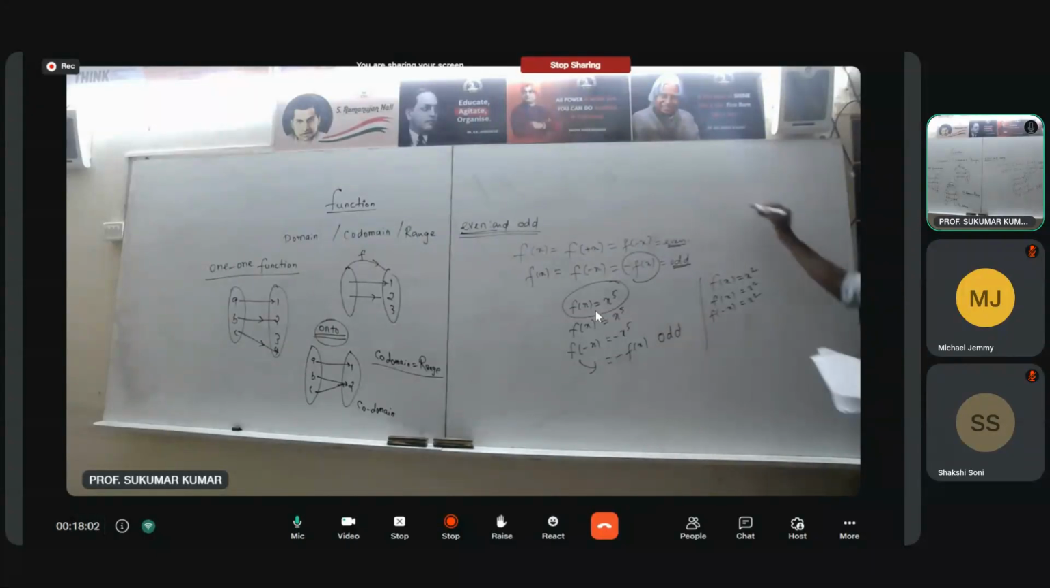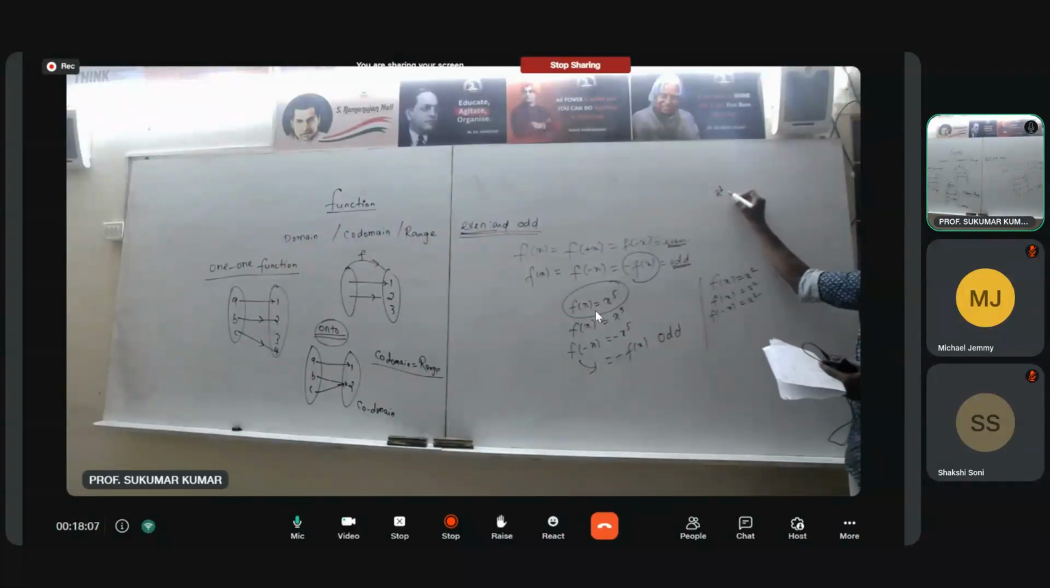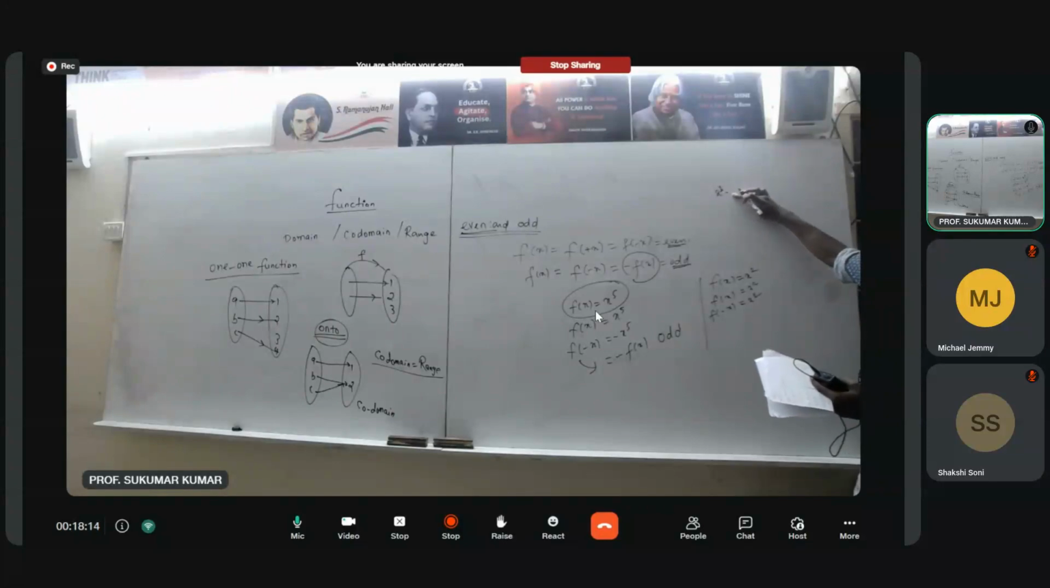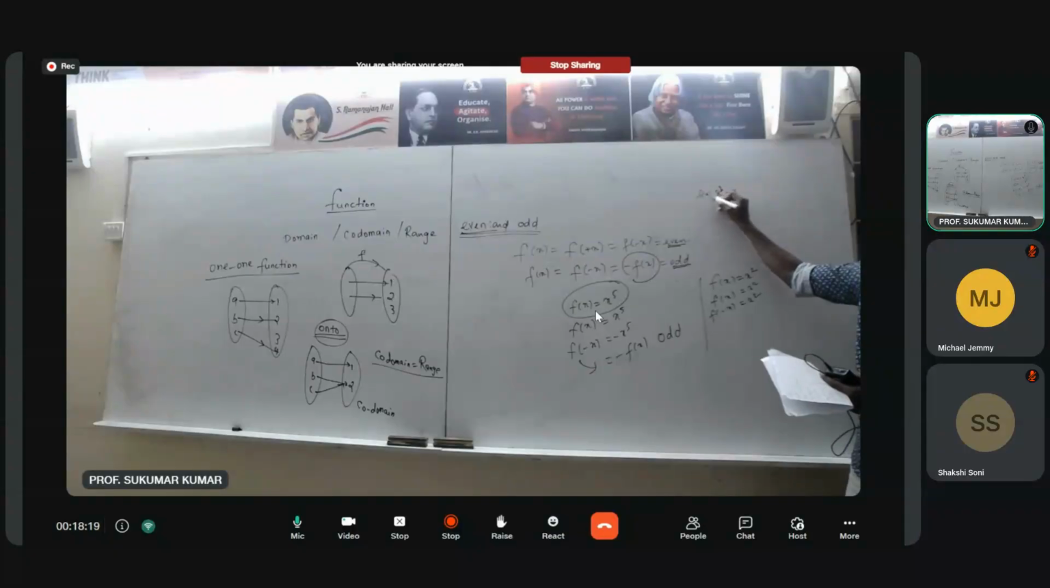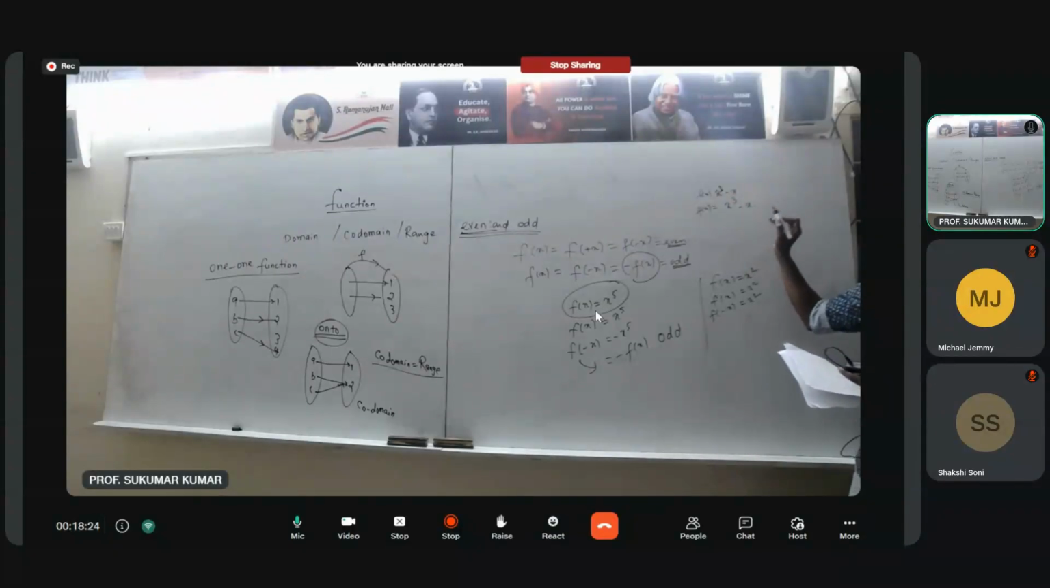If not, for example, take x cube minus x as the function. If I apply positive x, x cube minus x will come. If I apply negative x, what will come? Minus x cube minus of plus x will come. If I take a minus from there, what will happen? X cube minus x will come.